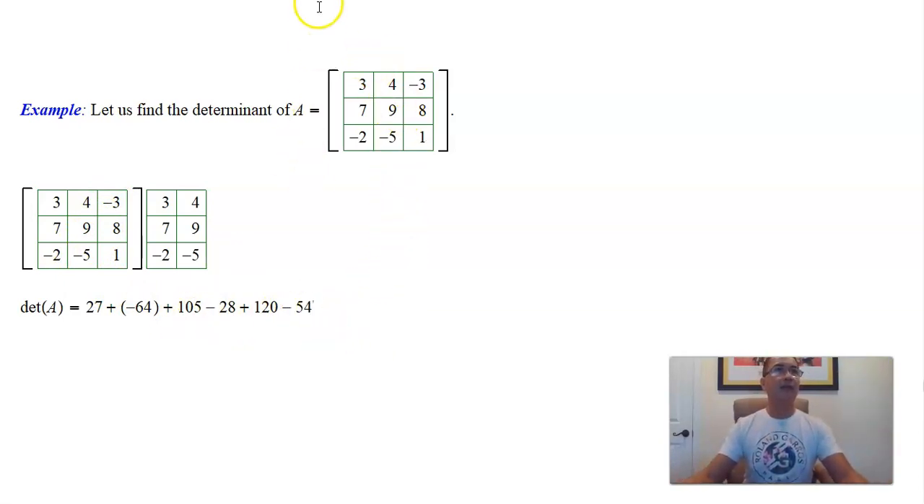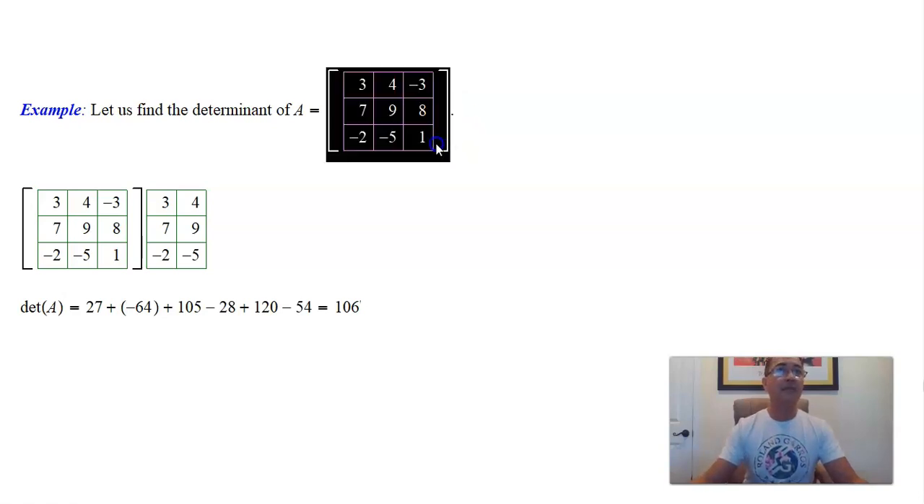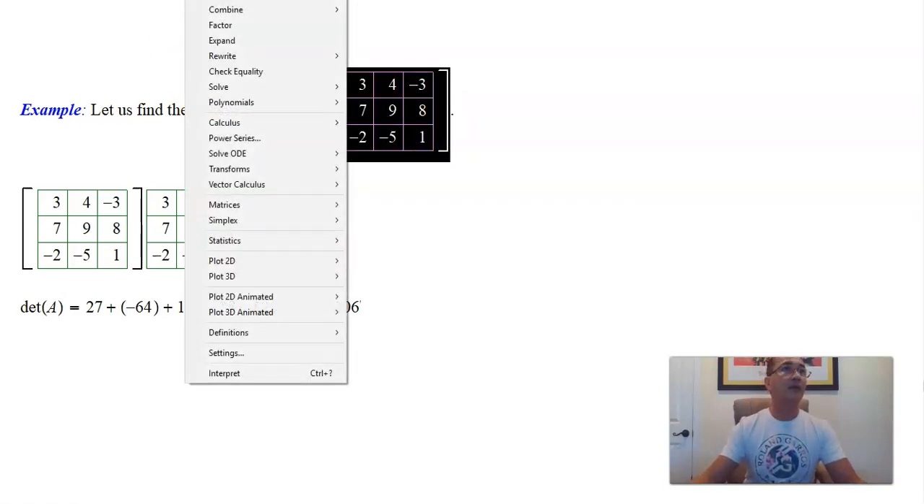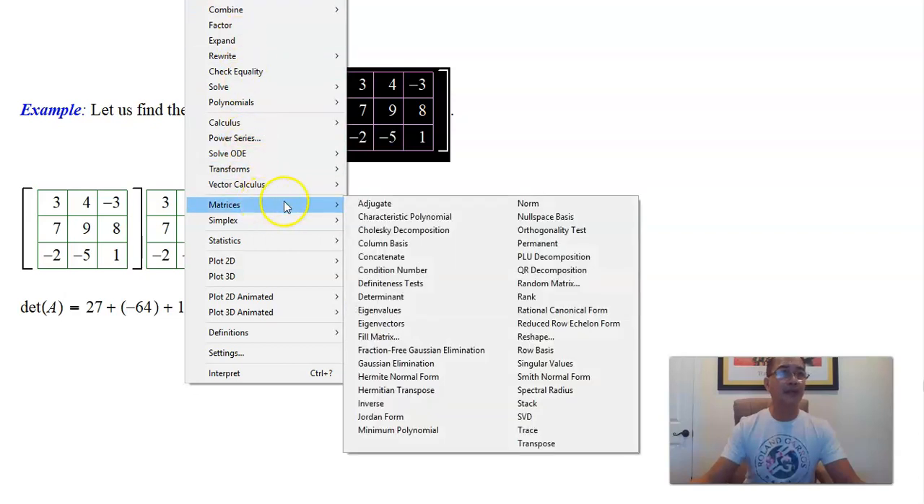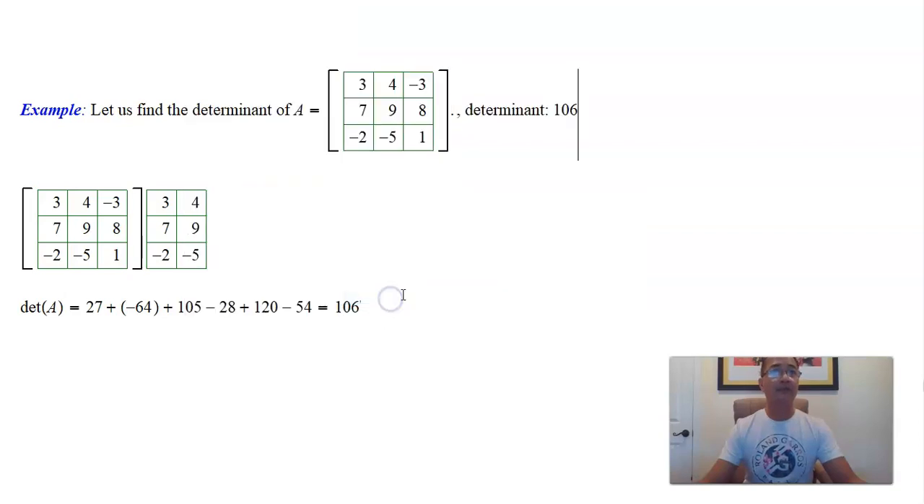Okay, so you add that all together. I'll just click equals here, 106. Okay, and speaking of clicking, I can just highlight that, compute matrices, and of course, we do have a determinant function in Maple, 106, right? So of course, that is the correct answer.